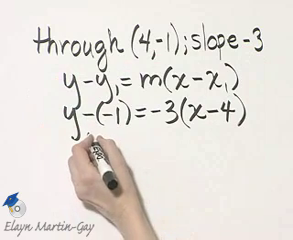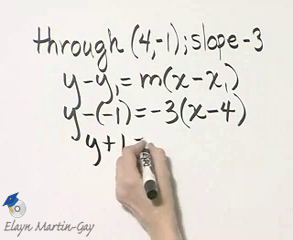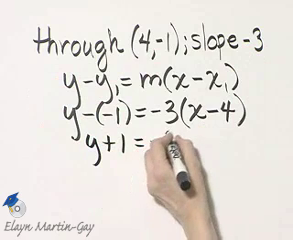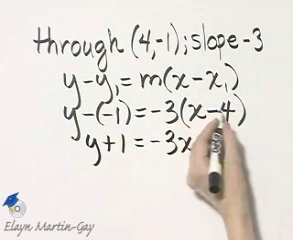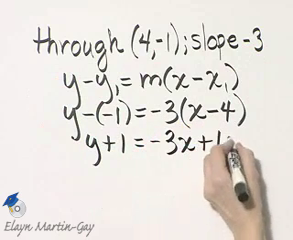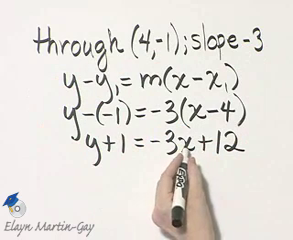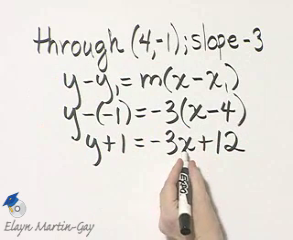So let's simplify. That's y plus 1 is equal to, now I'm using the distributive property, that would be -3x, and -3 times -4, that's +12, so I'll write plus 12. Remember standard form, x and y terms are on one side of the equation and constants on the other, so I'll take a step and I will add 3x to both sides.